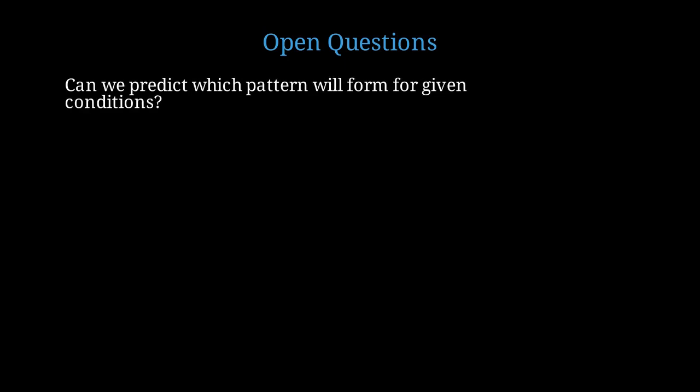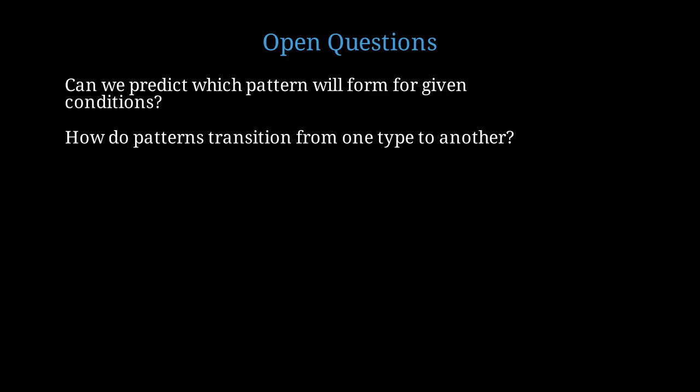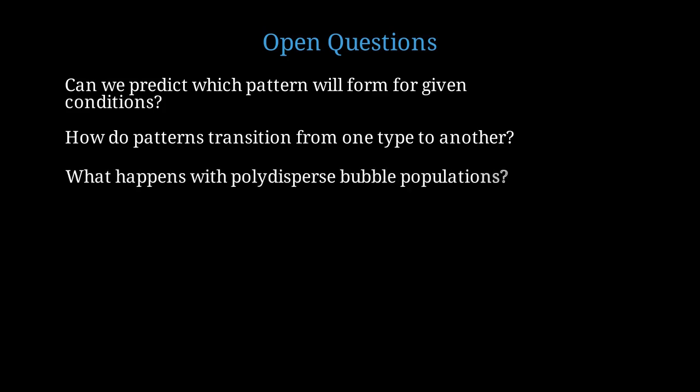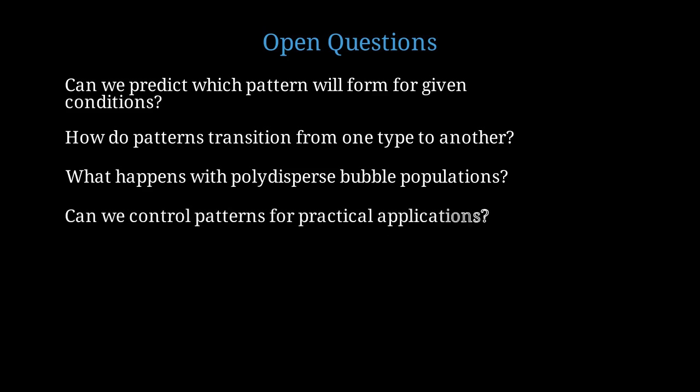Despite our progress, many fascinating questions remain open. Can we predict a priori which pattern will form for a given set of experimental conditions? This is still challenging. How do systems transition from one pattern type to another as parameters change? The dynamics of these transitions are poorly understood. Most theory assumes identical bubbles, but real systems have size distributions. How does polydispersity affect collective behavior? Can we actively control and reconfigure these patterns in real time for applications? This is an area of active research.